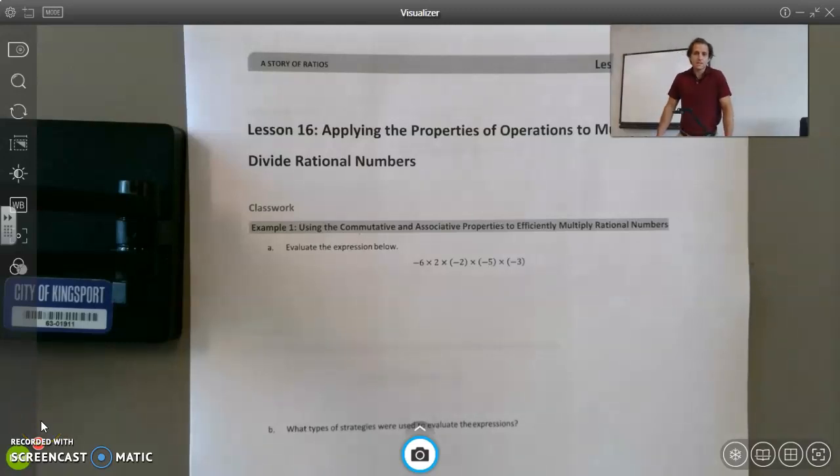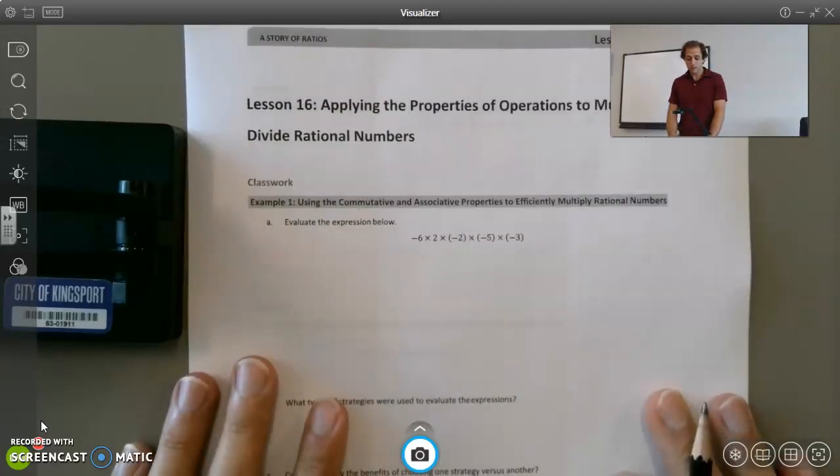We're going to be looking at lesson 16 today, which has to do with applying properties of operations to multiply and divide rational numbers. So we're really looking at properties of multiplication and division here today. As we go through each of these properties, we're going to stop, look at the property, and then find different ways to apply it that are going to make our lives a lot easier whenever we try to multiply and divide.